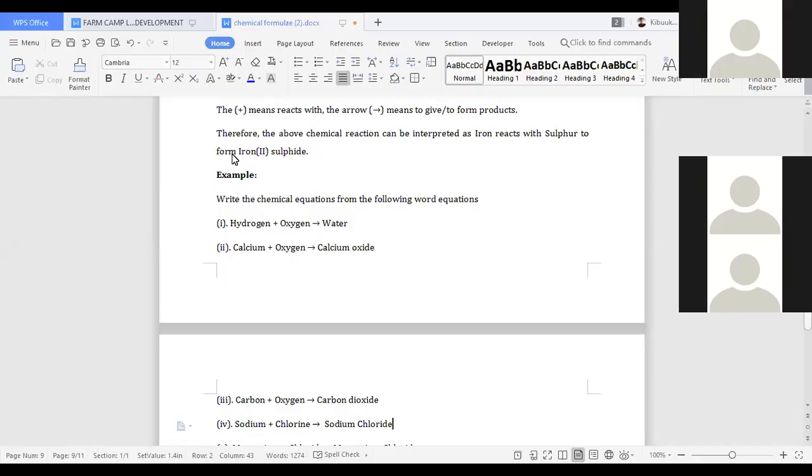Okay, therefore the above reaction can be interpreted as iron reacts with sulfur to form iron 2 sulfide. And we have some examples here. They are telling us to write. Question. Yes, please go ahead.